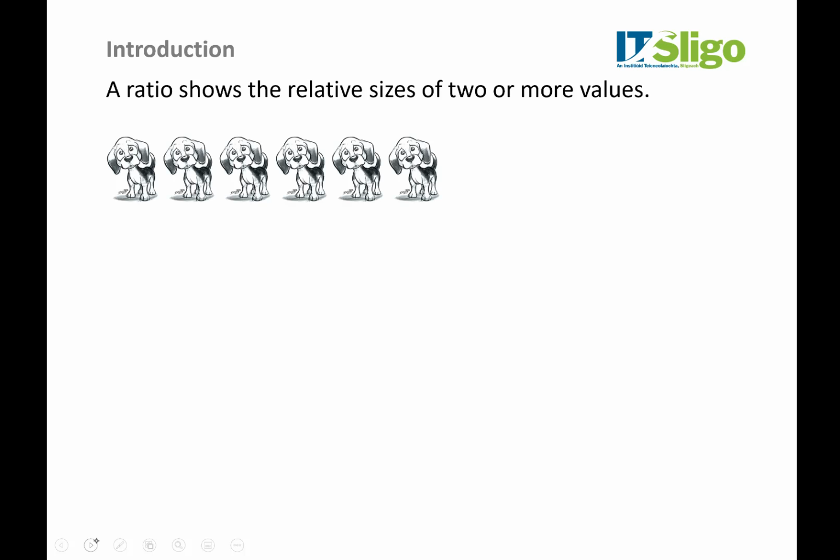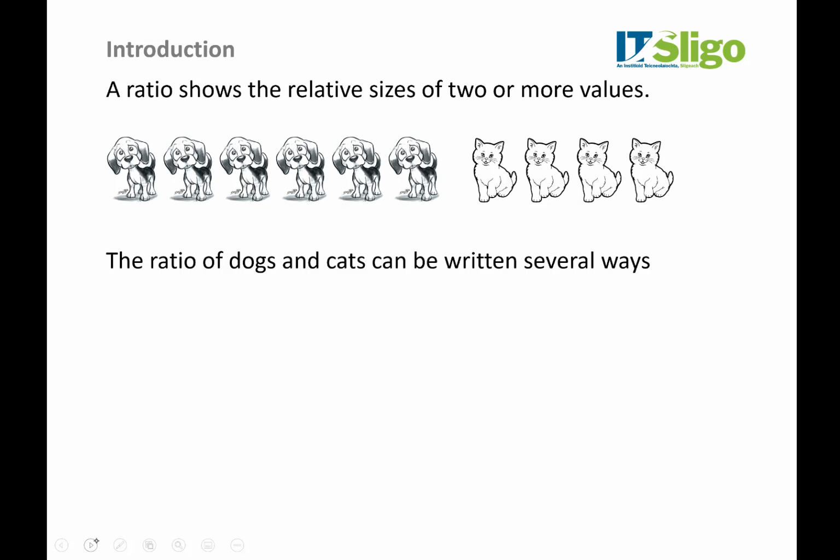So say if we're in a pet shop, there's 6 dogs, 4 cats. The ratio of dogs to cats can be written in several ways. Be very conscious though guys, the order. So if we're saying dogs to cats, we always write the dogs first. If we're asked to express a ratio of cats to dogs, it'll be 4:6. So it's very important that you write the ratio in the order in which you're expressing things.